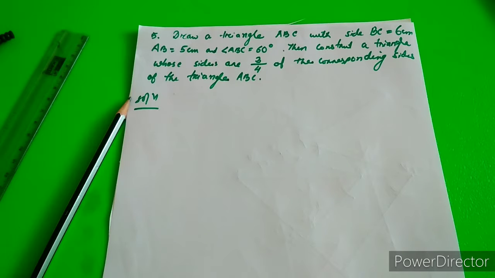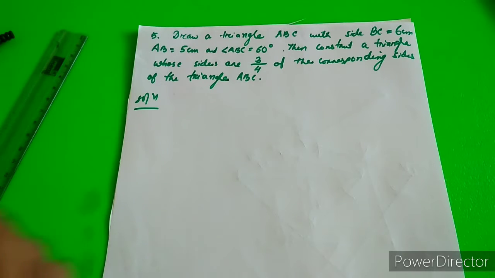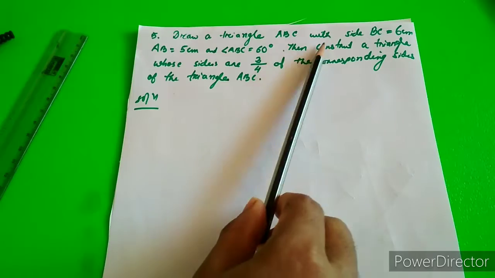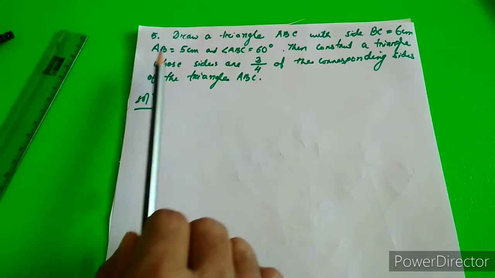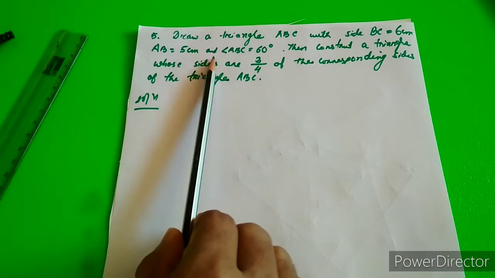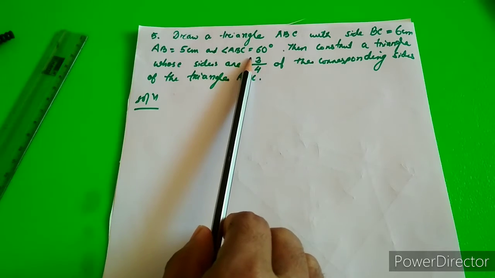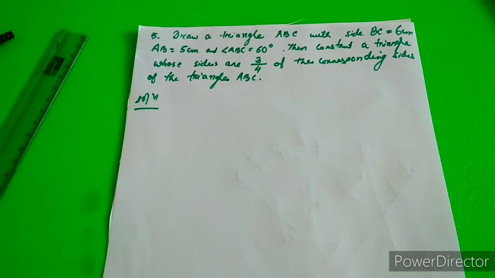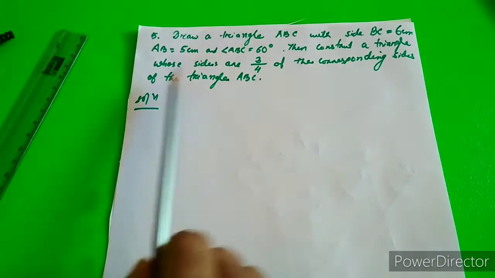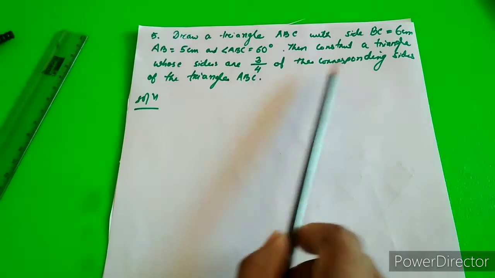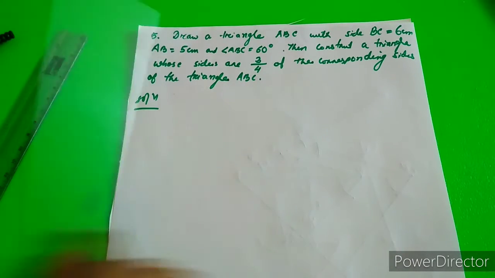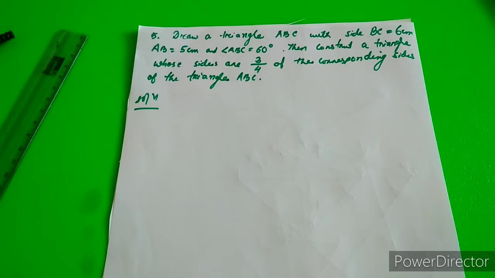Good morning, student. Today we are going to discuss exercise 11.1, question number 5, construction. Draw a triangle ABC with side BC equal to 6 cm, AB equal to 5 cm, and angle ABC is 60 degrees. Then construct a triangle whose sides are 3 by 4 of the corresponding sides of the triangle ABC. Theek ase? We will see.